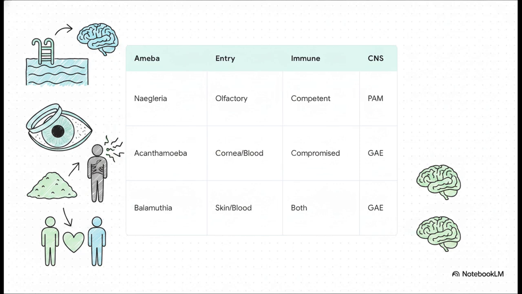Naegleria hits healthy young people swimming in warm, fresh water, traveling up the olfactory neuroepithelium to cause fulminant primary amoebic meningoencephalitis. Acanthamoeba, on the other hand, causes sight-threatening keratitis in immunocompetent contact lens wearers, but indolent granulomatous encephalitis, or GAE, in immunocompromised patients. And Balamuthia? While that's found in soil, it can cause subacute GAE in both healthy and immunocompromised hosts and is uniquely associated with transmission via solid organ transplants.